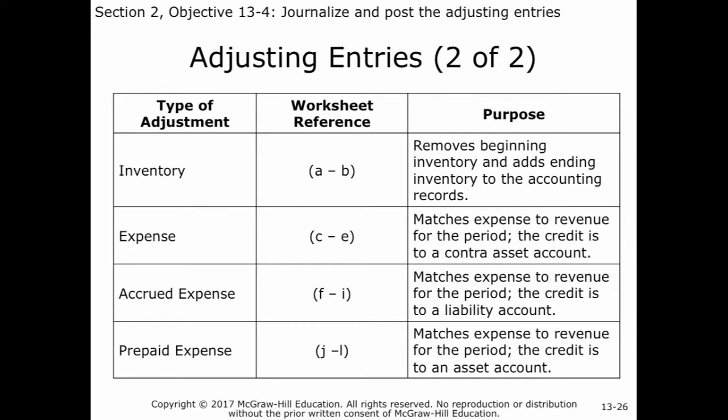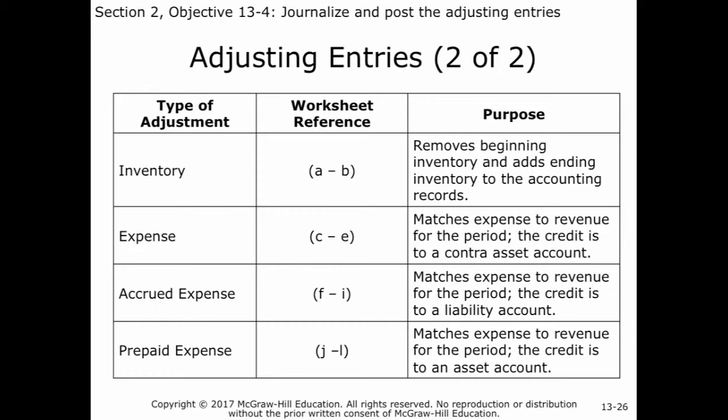Remember to write the word adjusting before you journalize them, and also write the word adjusting in the description column of the general ledger. So in this case, for inventory, we adjust to remove the beginning inventory and then add the ending inventory to the accounting records.